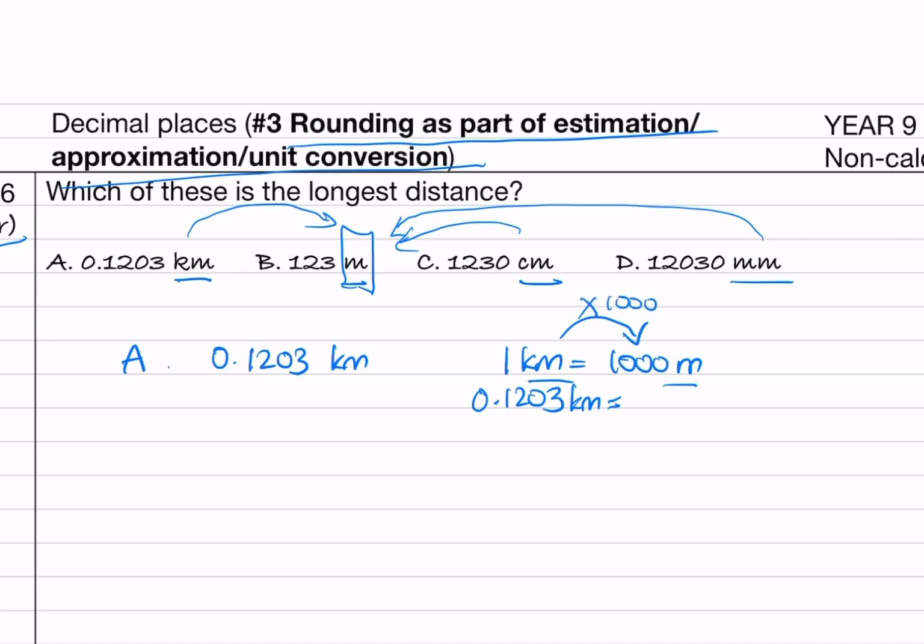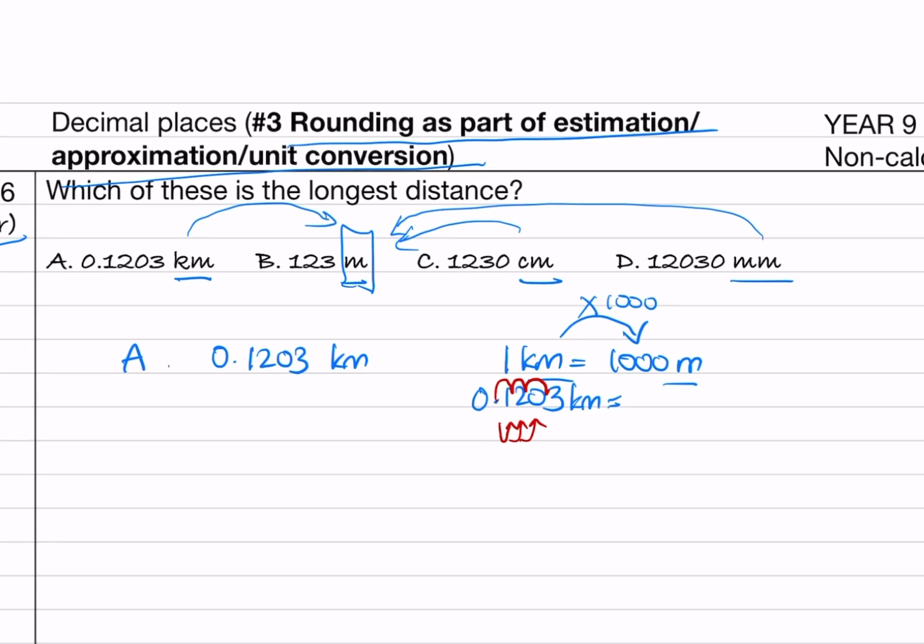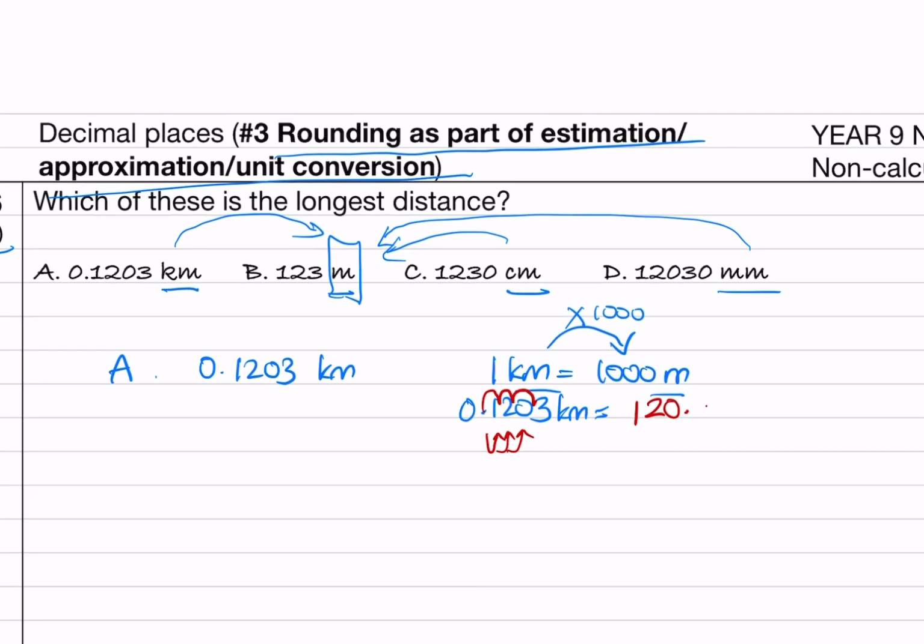When we multiply it, there's a simple rule. We just move the decimal point. We count 1, 2, and 3. We just have to move the little decimal point 1, 2, and 3 places. It gives us 120.3 meters. B is already in meters, so we don't have to change it.